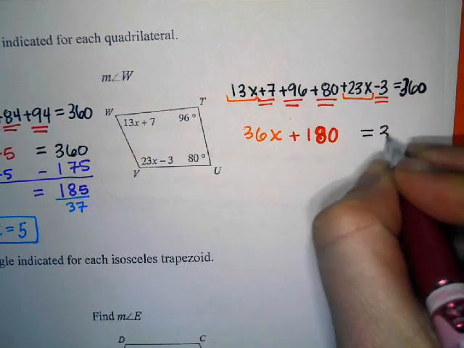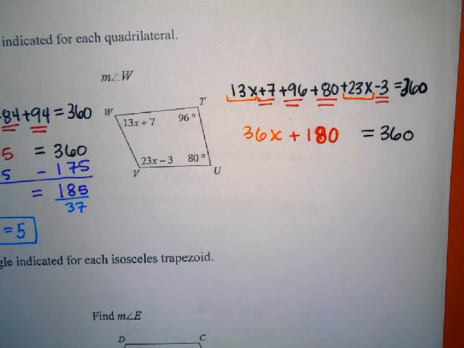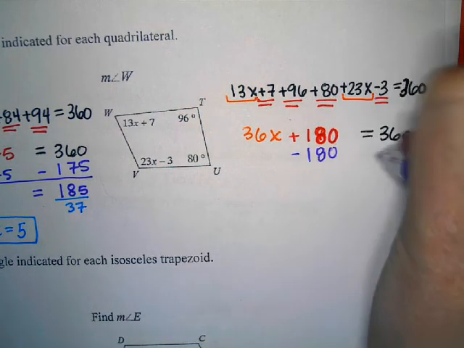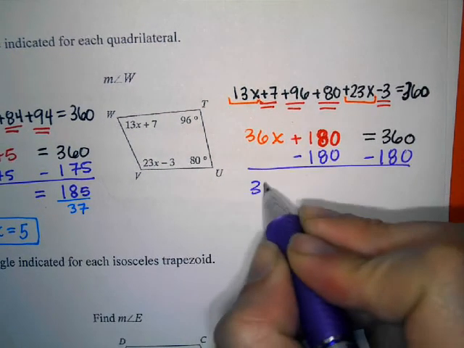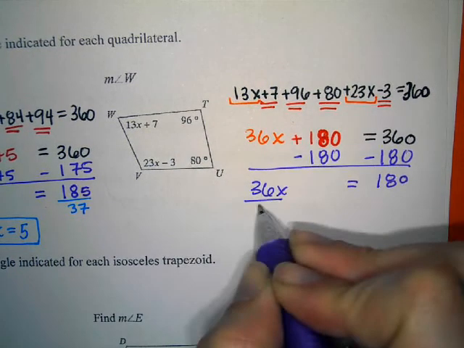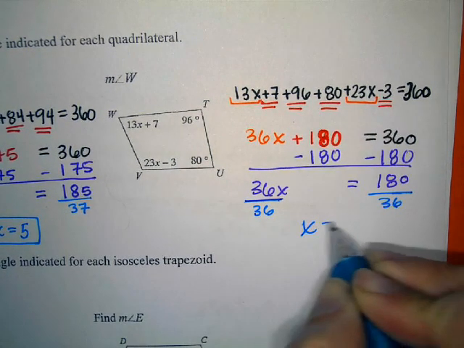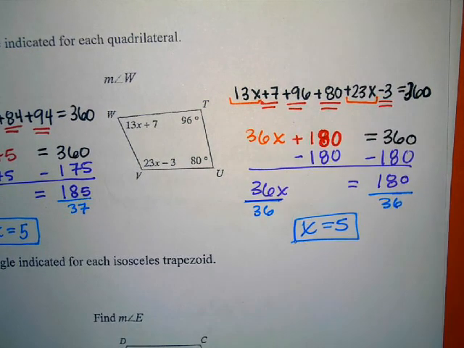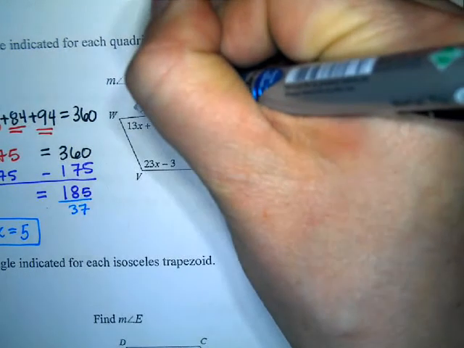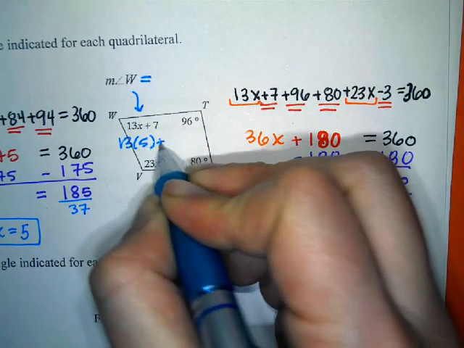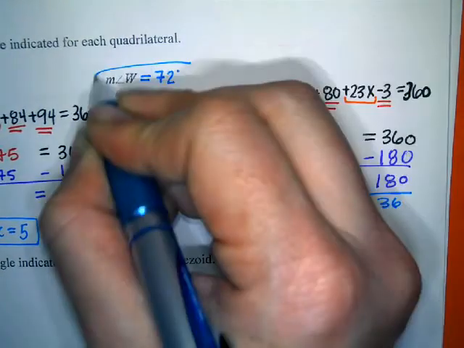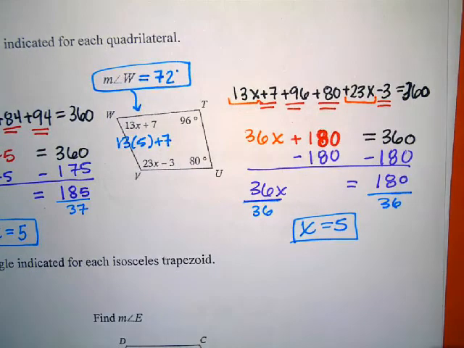You gotta put 180. Oh, I got that too. There we go. What about now? You minus the 180 and then divide by 36. Five again? Yeah. And then this is all for W, so you do the equation, 13, parentheses, 5, parentheses, plus 7, 72. Equals 72.